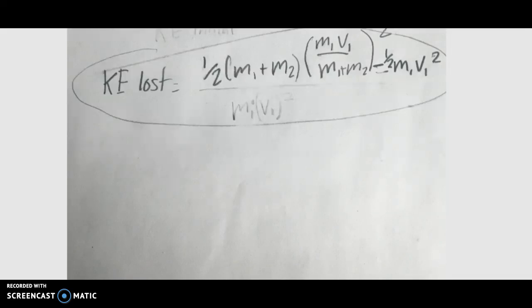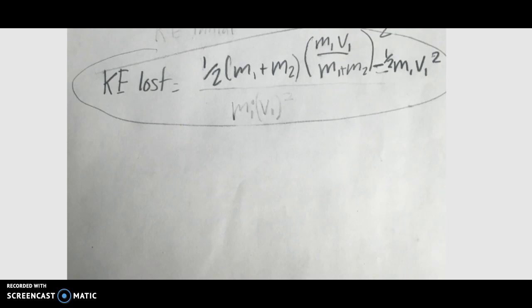Hello, and today we are looking at video number 2, but surprise, surprise, there was a small mistake on number 1, so I just wanted to go over that really quickly. On problem 1C, I realized I forgot to put the 1/2. Mark that down to a little typo, apologies for that, but it really should be kinetic energy lost = 1/2 (m1 + m2) times (m1 v1 / (m1 + m2))^2 - 1/2 m1 times v1^2.